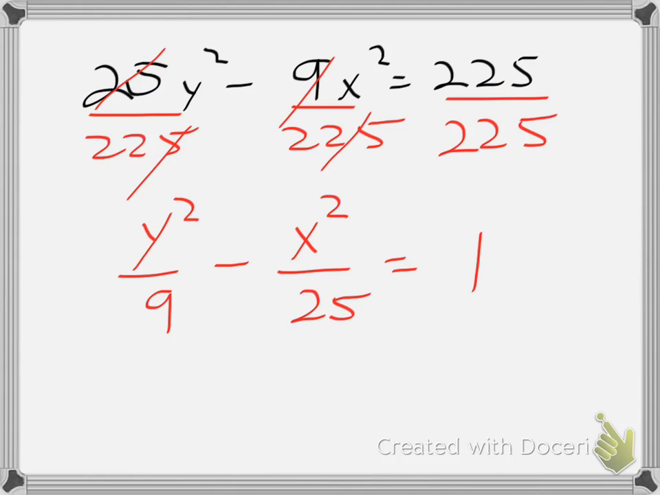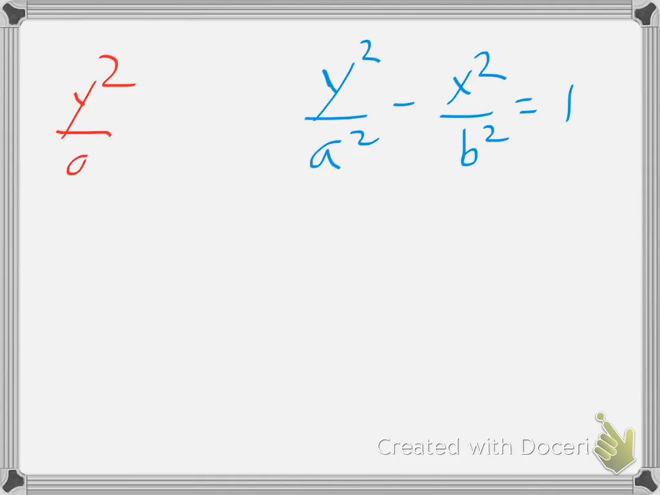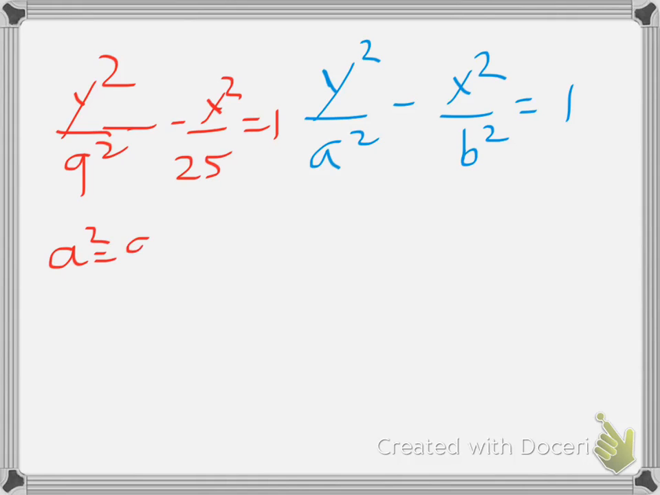So again, given my form, that should be a 9. From here we can determine that my a squared is 9, my b squared is 25, and then I can say that a is 3 and b is 5.